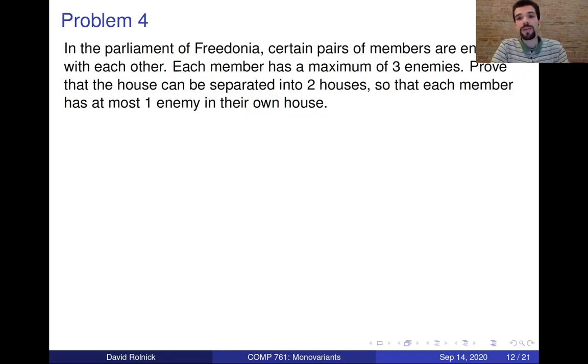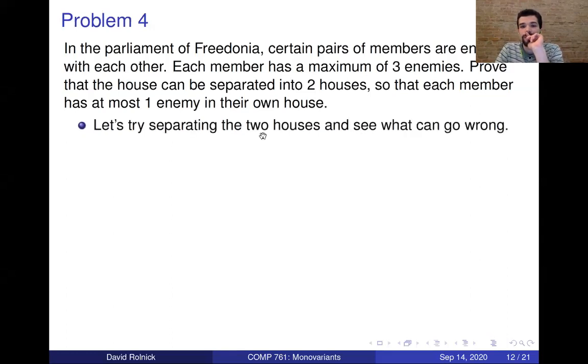Each person has 3 enemies at most. We're trying to split the people into 2 groups so that they only have 1 enemy in their group. At most 1 enemy, maybe 0. Thoughts? How would we start out with this? Yeah. Let's try just seeing what we can do.